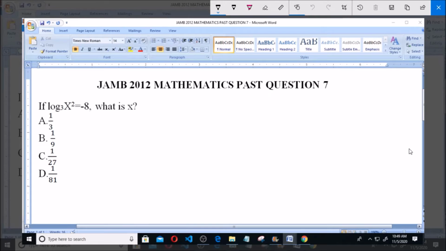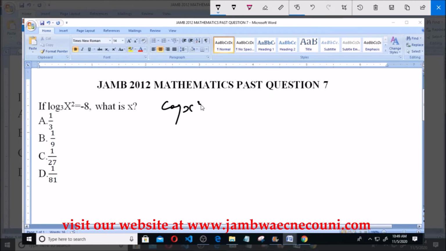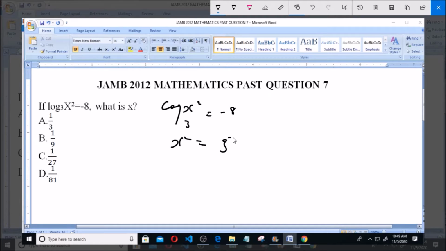I'll be answering JAMB 2012 Mathematics Past Question 7. If log x squared base 3 is equal to minus 8, what is x? Now we're given log x squared base 3 is equal to minus 8. Now this is the same thing as saying what? x squared is equal to 3 raised to the power of minus 8.